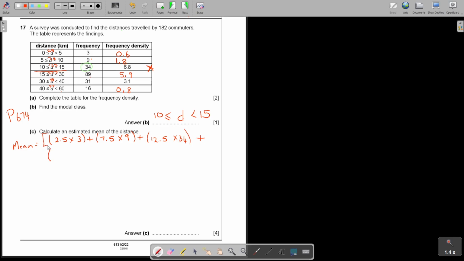If I want, I can put a bracket like this. And then I'm going to say 22.5, so I'm just taking that middle value, multiply the frequency. And then plus 35 times 31, plus 50 times 16. Okay, that was the last one.